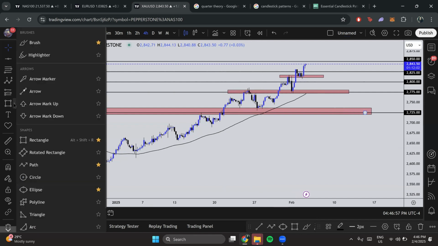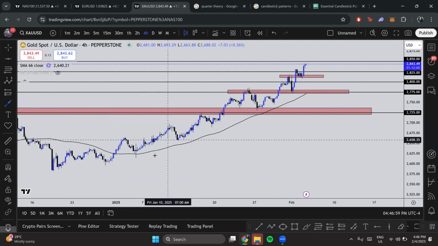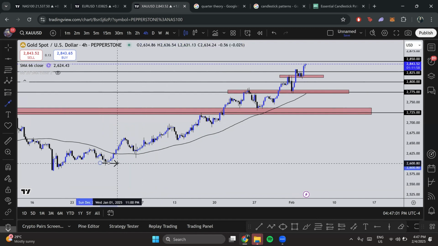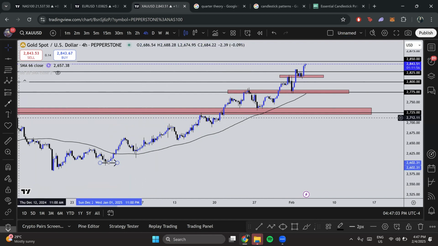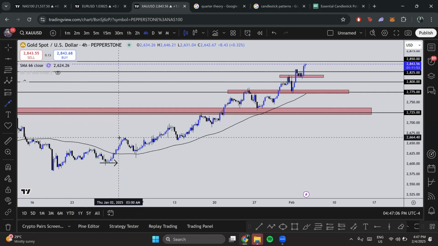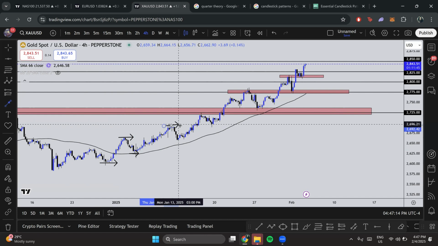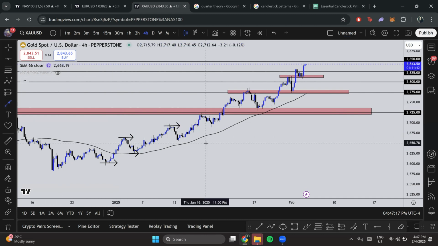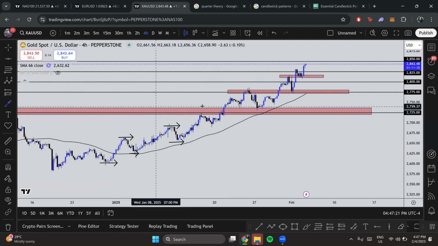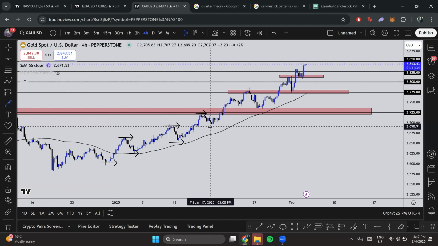Anyways, market structure. I like my arrows. So look at this low point here, and then it made this high. And then we got this higher low. And then we got this higher high. And then we got this higher low. And then you got this higher high. And then you got this higher low.